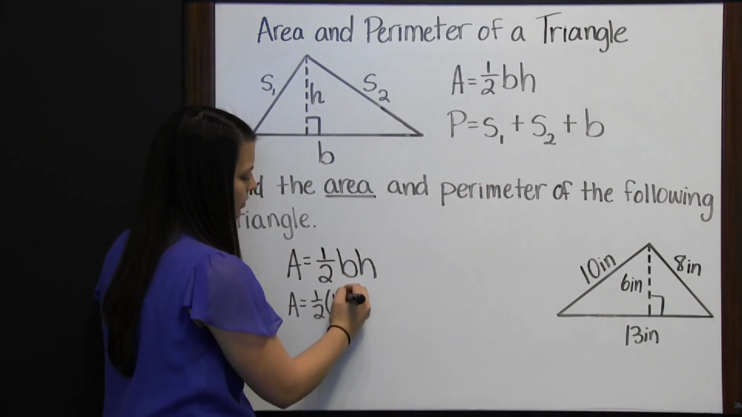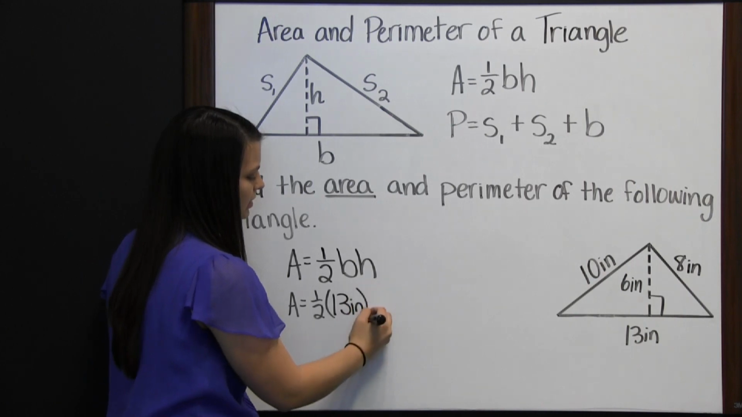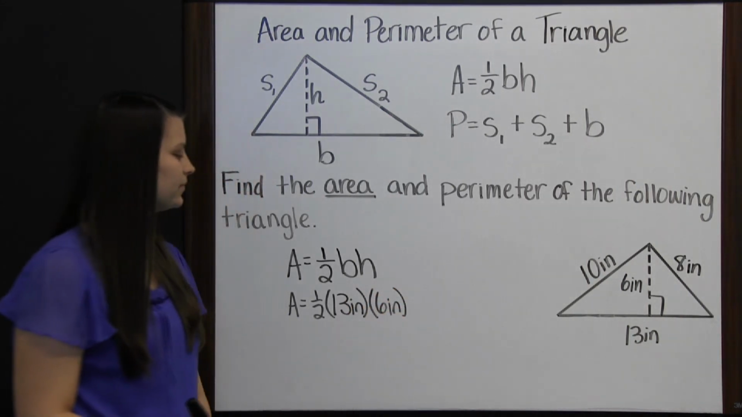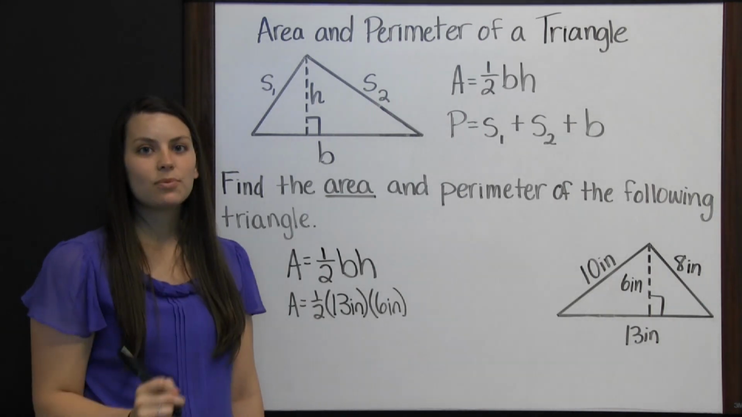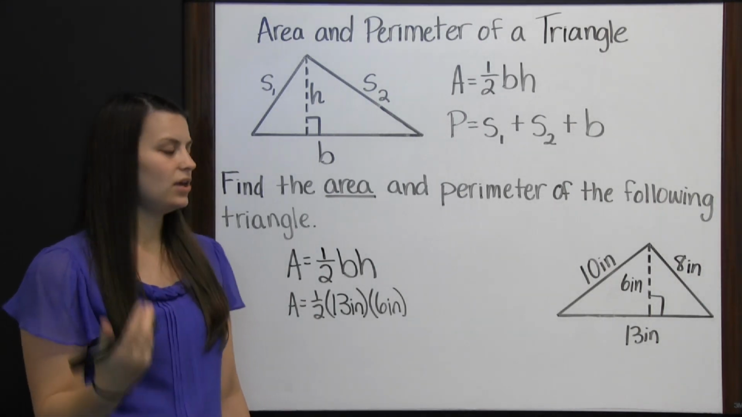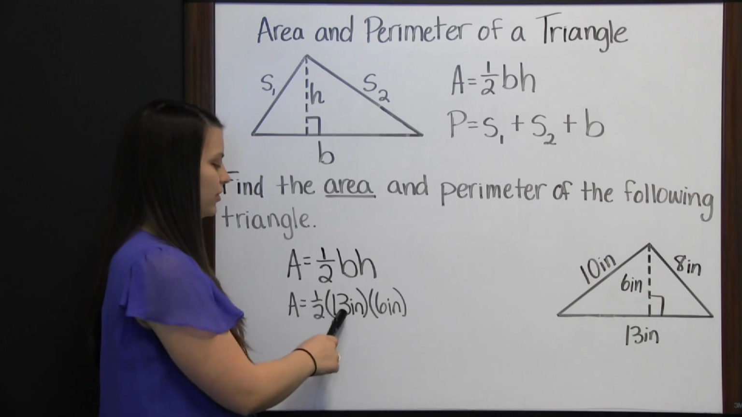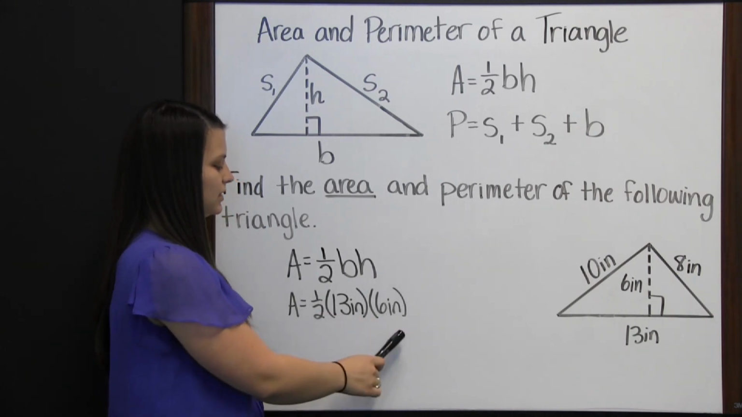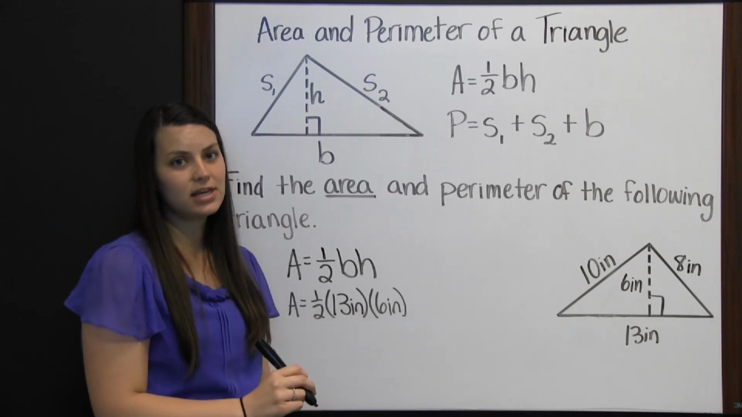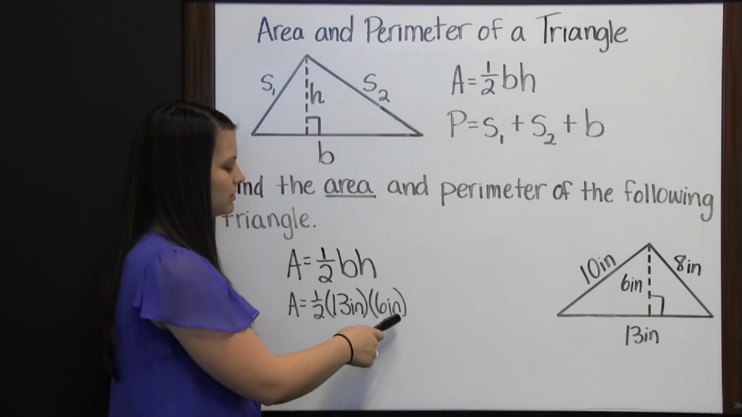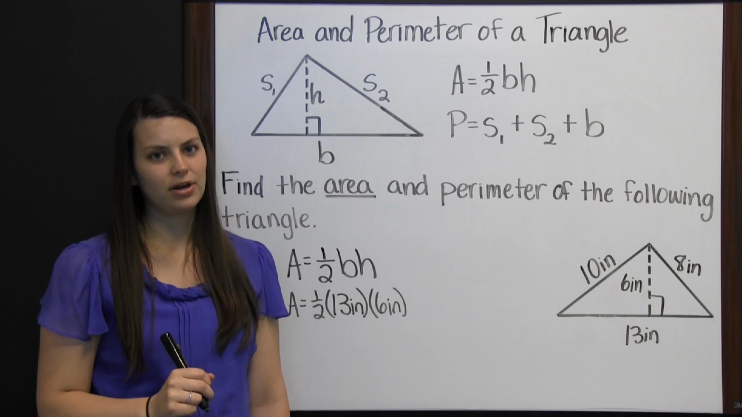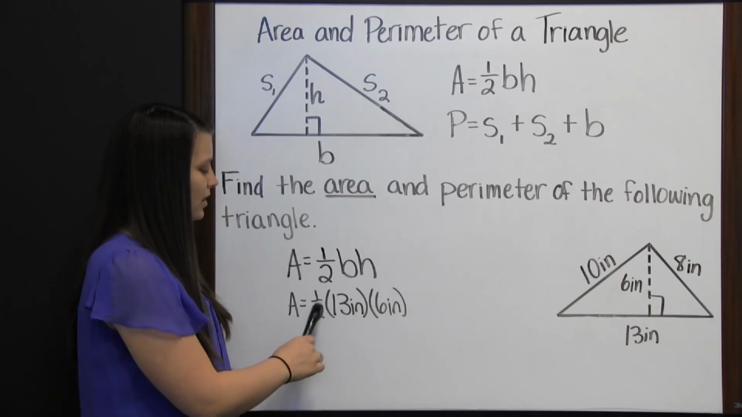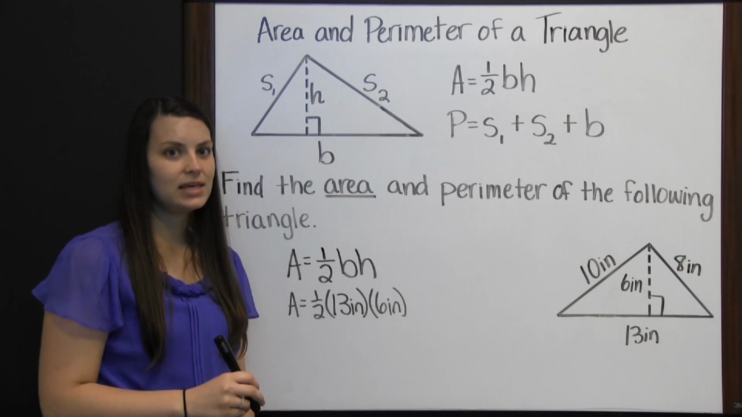So we substitute 13 inches for base times 6 inches for our height. Now, since all we're doing is multiplying, we can multiply in any order. We can take half of 13 and multiply that times 6, or we can take half of 6 and multiply that times 13, or we can do 13 times 6 and then take half of that product. So it's whatever is easiest, and to me, I think taking half of 6 would be the easiest.